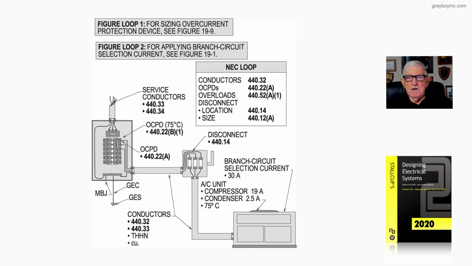So this figure mainly is dealing with now using the compressor full load current of 19 amps, the condenser motor of 2.5, and we're using 75 degrees C terminated rated conductors. In other words, the conductors can be terminated at 75 degrees C in accordance with 110.14(C)(1)(a) that we would check there.